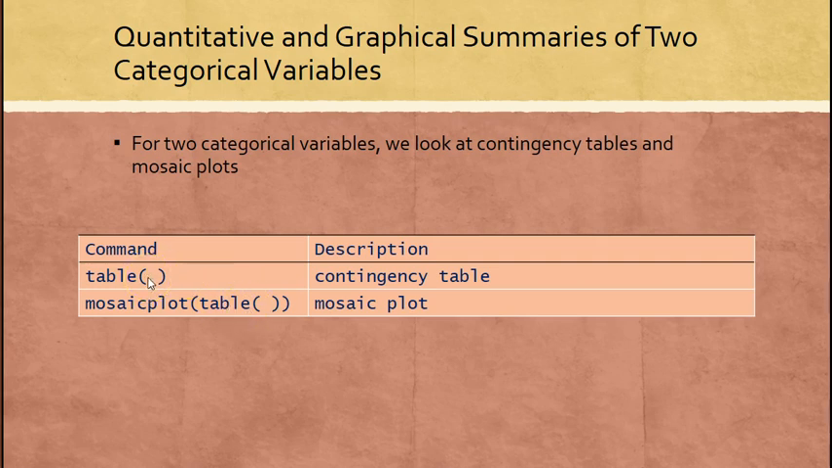In this case, if you're dealing with two categorical variables, you'll get a contingency table. And if you do the command mosaic plot of the table, you'll get a mosaic plot, which is used to see if there's any kind of relationship between your two variables.